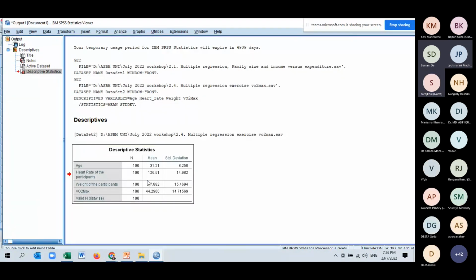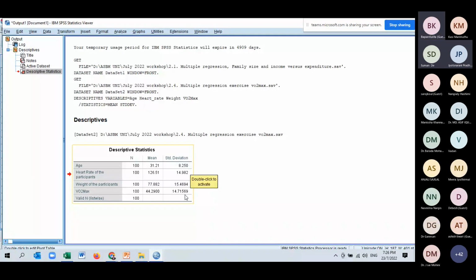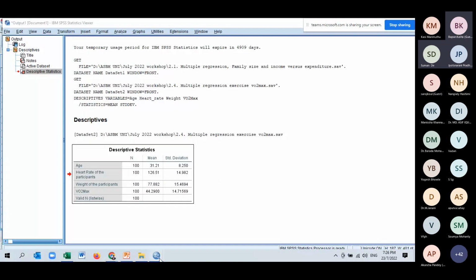There are 100 candidates. The mean age is 31, standard deviation 8. Heart rate of the participants 126 plus or minus 14 standard deviation. Weight 72 on average plus or minus 15 kg. VO2 max 44 plus or minus 14. And then I also need how many male and how many female.